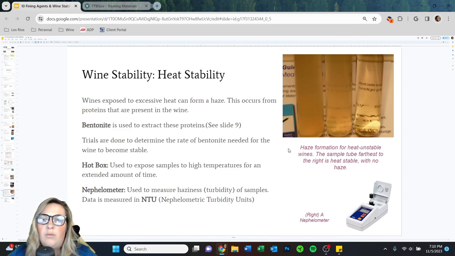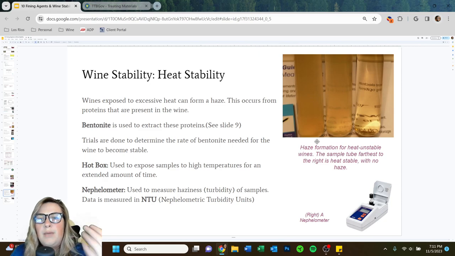Then we will put those samples in a hot box, and it basically cooks the samples. It exposes them to a high temperature for an extended amount of time. Then we pull those samples out of the hot box and see if a haze is formed. If a haze is formed at the first and second dosage rates, but not the third, we'll know that third vial, whatever that dosage rate was, is what we want to apply to our tank, to the whole product, so that way it's stable. So it passed the test, it's stable.